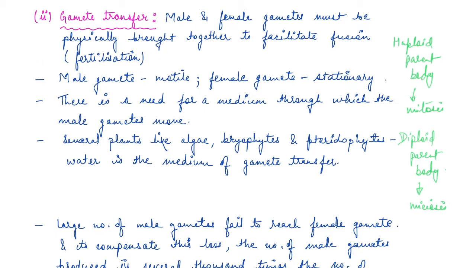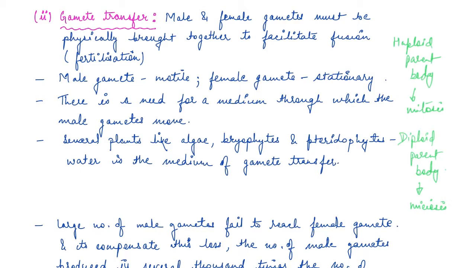Now what happens is the male gamete which is formed is usually motile. It can move, while the female gamete is the static one, it is stationary. So basically you need a medium for the male gamete to move and reach the female gamete, right? So several plants like algae, bryophytes, and pteridophytes, what we have seen in class 11th as well, use water as the medium of gamete transfer. So they use water as the medium.